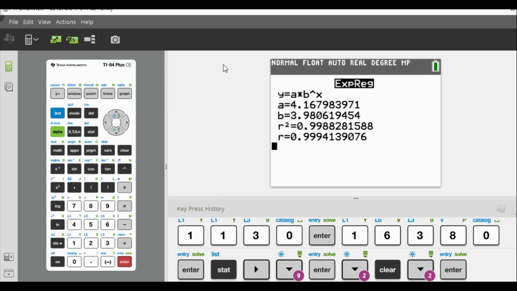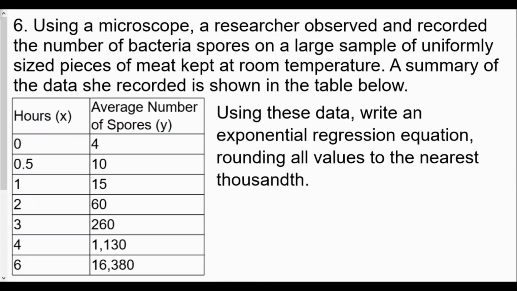Okay, and we don't need the R value, which is a correlation coefficient, though. So we're not using that this time. We're just going to go back to our screen here and record. In this case, we're going to put down our A value. So A is equal to 4.168, and our B value was equal to 3.981.